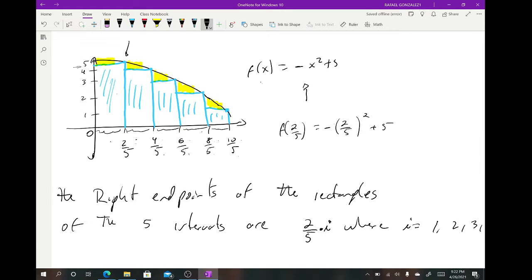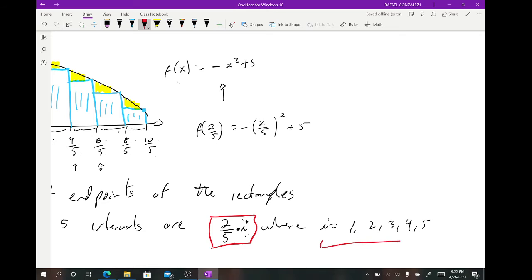Well, think about it. When i is equal to 1, 1 times 2 over 5 is 2 over 5. That gives me the first right endpoint. When i is equal to 2, 2 over 5 times 2 is equal to 4 over 5. That gives me the second right endpoint. When i is equal to 3, you get 2 times 3 equals 6, so you get 6 over 5. You get the third one. So this allows me to get all of the endpoints. This is a nice way of writing all of the endpoints if i is equal to any of these values.